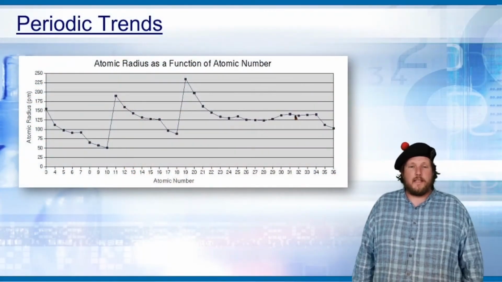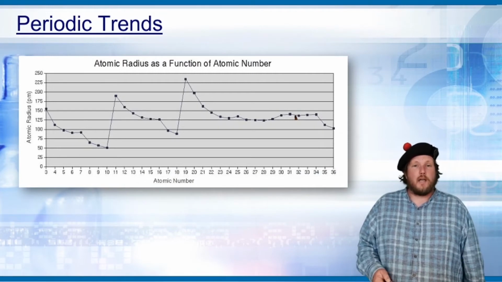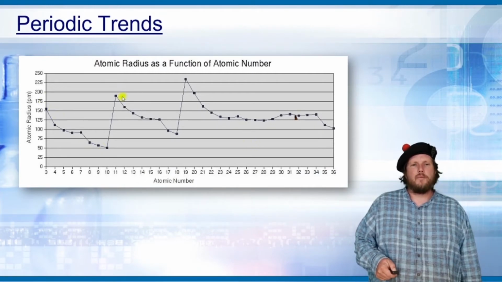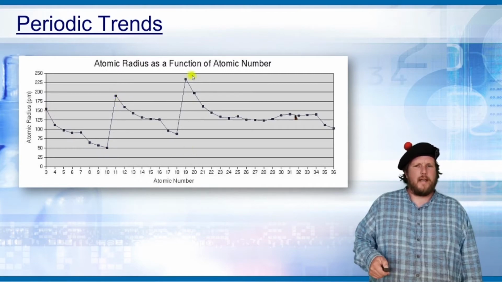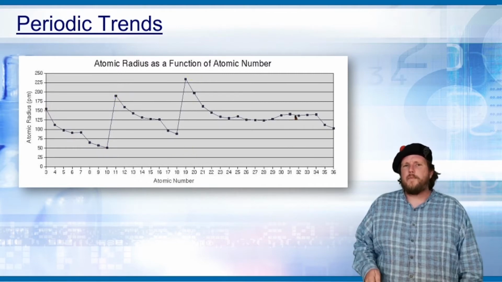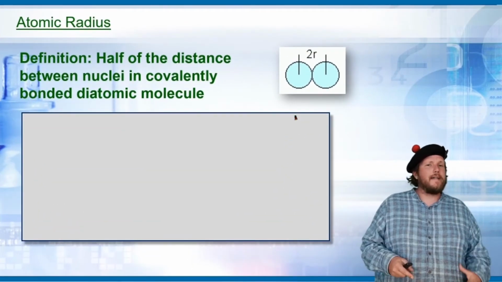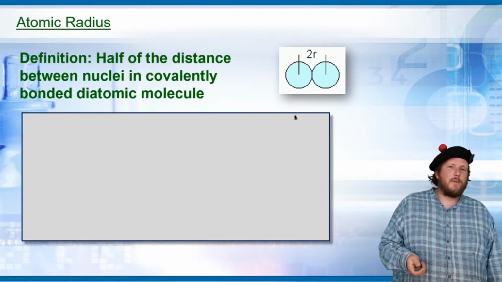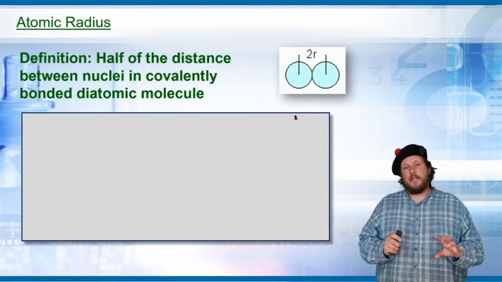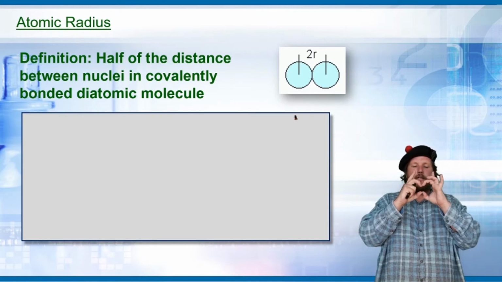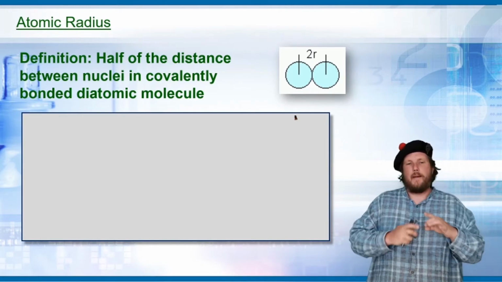So, periodic trends. Here's a chart that shows the atomic radius as a function of atomic number. You can see it goes down and then goes back up and then down and then back up and then down. So this is atomic radius. The atomic radius is defined as half the distance between the nuclei in covalently bonded diatomic molecules. So you have two atoms together and they're stuck together. What's the radius between them?